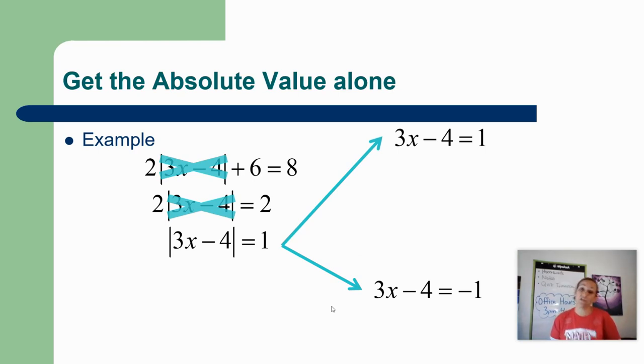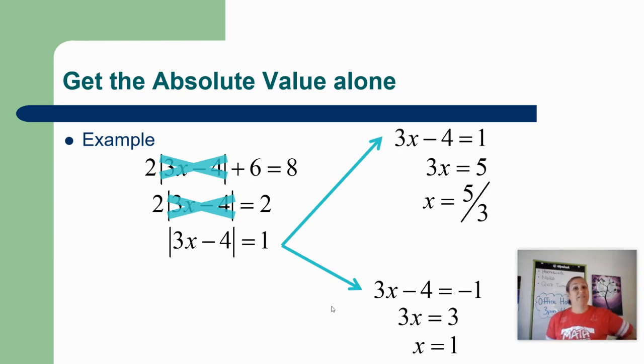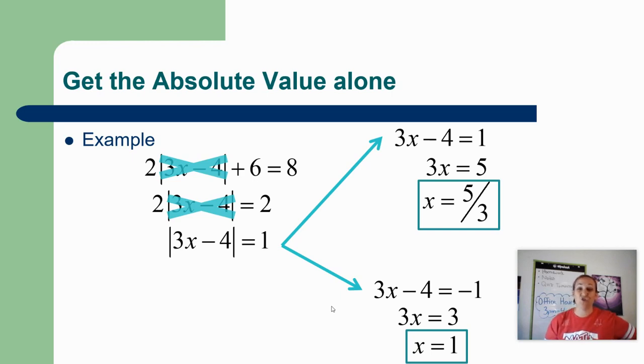Now I will solve each of these individually, getting 2 completely different answers. My first answer is 5/3. My second answer is 1. Both of those are considered answers. When you're doing your Delta Math tonight, you'll need to type in 5/3, 1 so that you can enter in 2 answers. Okay, hopefully that wasn't too intense. We are going to continue with one more example in this video.